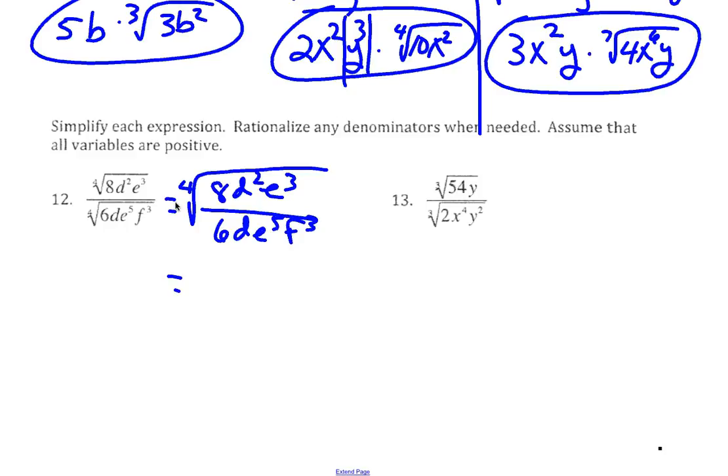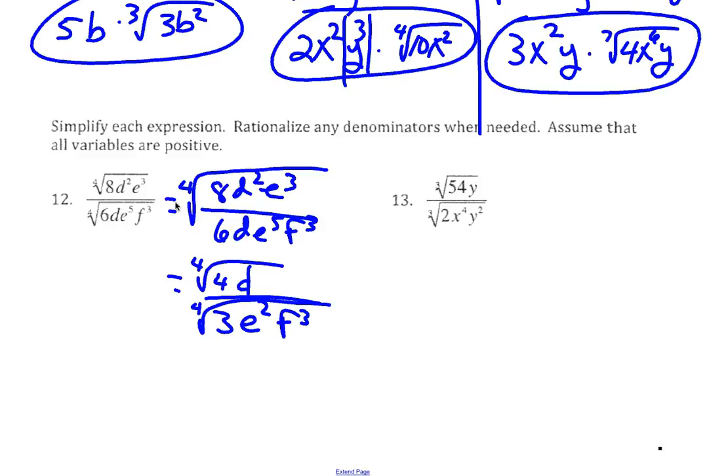8 over 6 is 4 over 3. There are more d's on top by 1. There are more e's on the bottom by 2. And I got f to the third. Now these are still supposed to really be fourth roots, and I'm going to go back and write them individually as fourth roots. So I'll simplify first.